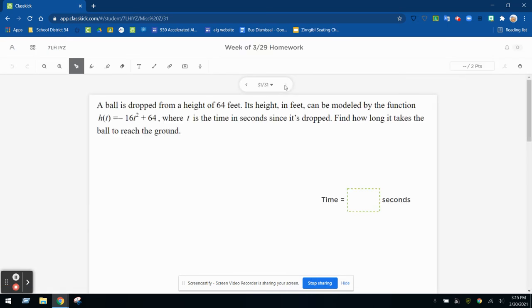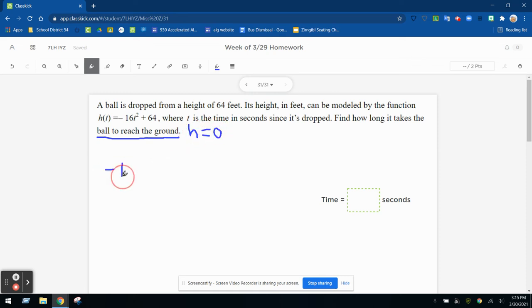All right, a ball is dropped from a height of 64 feet. Its height in feet can be modeled by the function h of t is equal to negative 16t squared plus 64, where t is the time in seconds since it's dropped. Find how long it takes for the ball to reach the ground. So if the ball is reaching the ground, that means it has a height of 0, right? If it's on the floor, it does not have a height. So the height is 0.